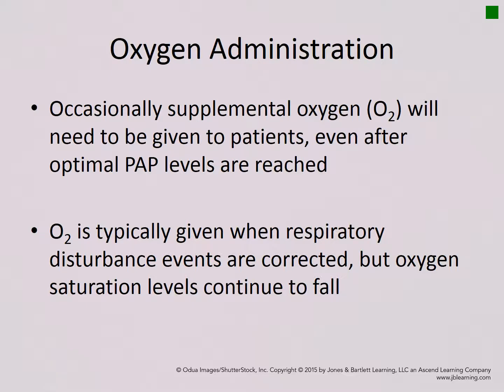Oxygen administration. Occasionally supplemental oxygen will need to be given to patients even after the optimal PAP levels are reached. But first you have to titrate the PAP therapy to where the respiratory events are eliminated. Even if the patient's desatting and having low oxygen saturations, you cannot add oxygen to that patient until you have found the proper PAP level to eliminate all respiratory events. So oxygen is the very last thing you're going to do with these patients. Oxygen is typically given when the respiratory disturbance events are corrected, but oxygen saturation levels continue to fall. Oxygen does not treat sleep apnea, it only treats hypoxia.